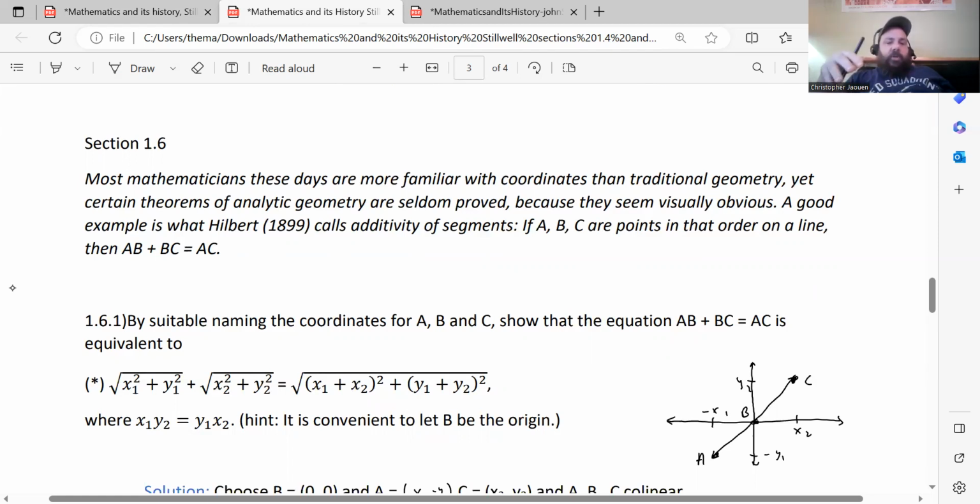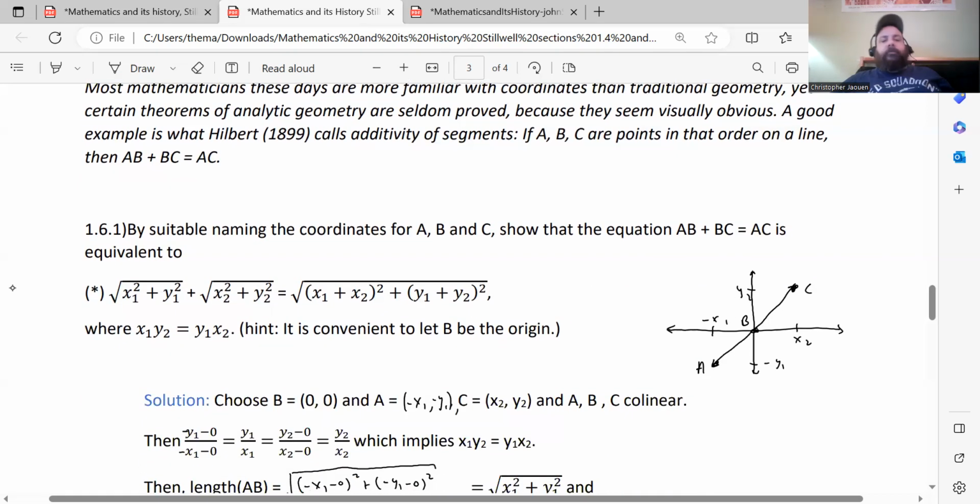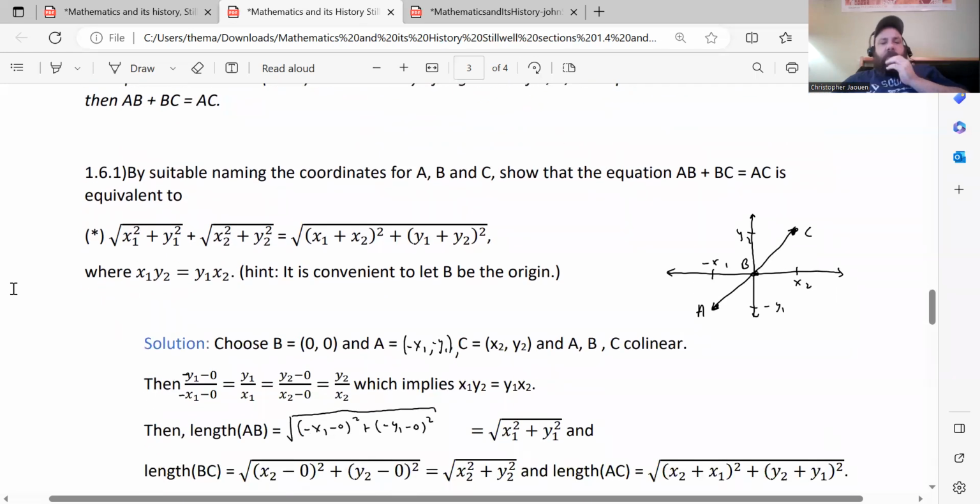Here he wants us to show that analytically you get the same thing by using the distance formula. So this is question 1.6.1. By suitably naming the coordinates for A, B, and C, show that the equation AB plus BC equals AC is equivalent to this in terms of the numerical distances, where x1 y2 is equal to y1 x2. And he gives a hint here. He says it's convenient to let B be the origin. So that's what I did in the picture here.